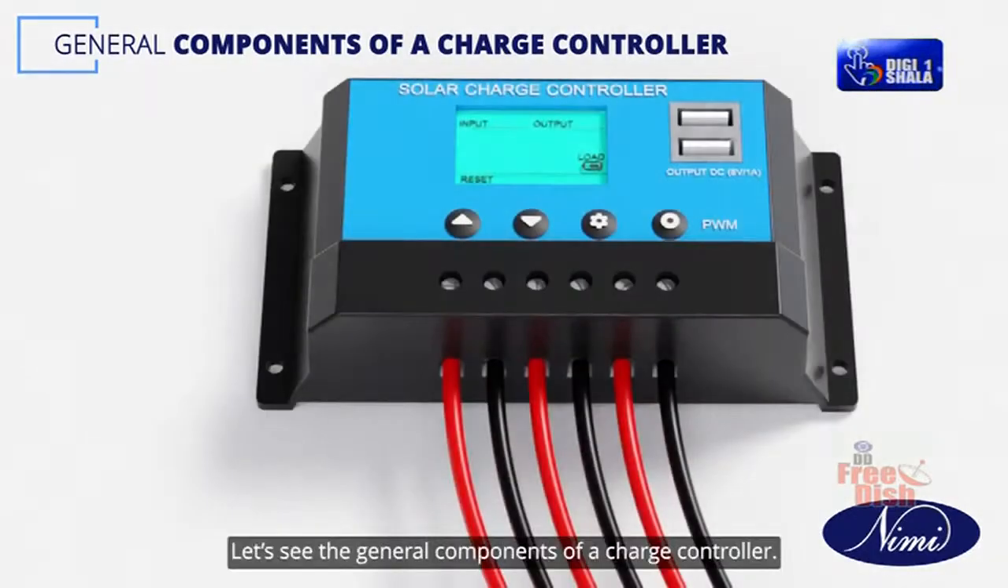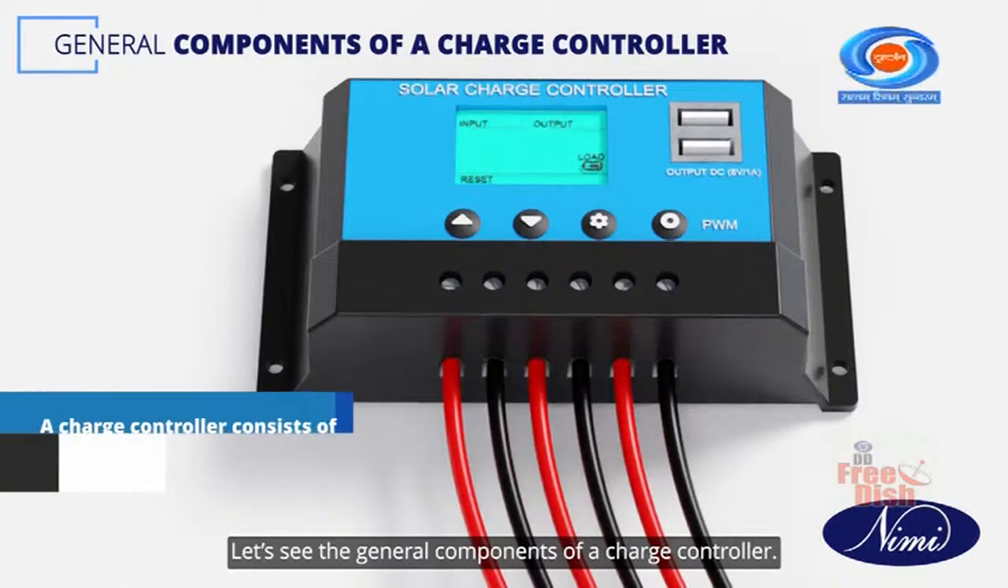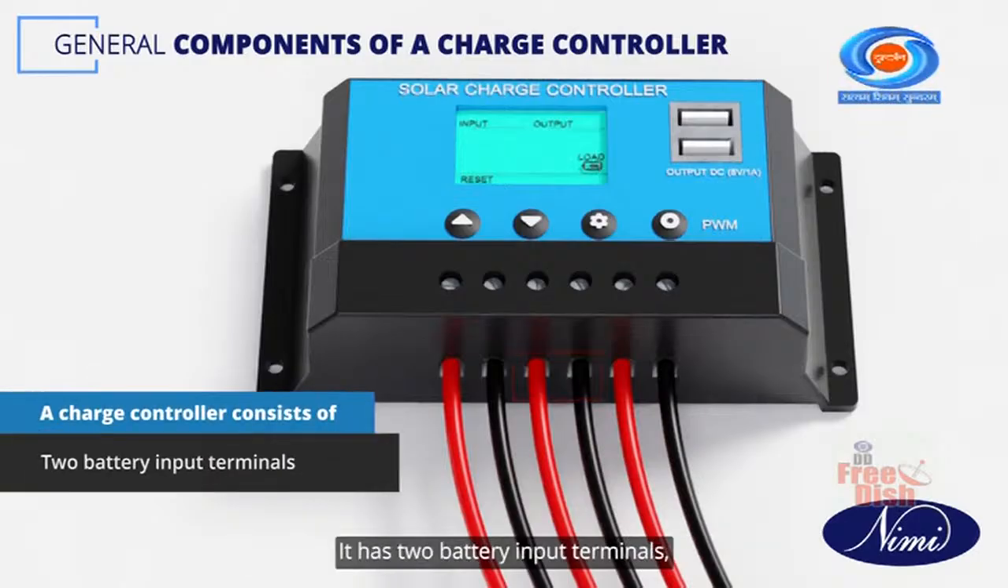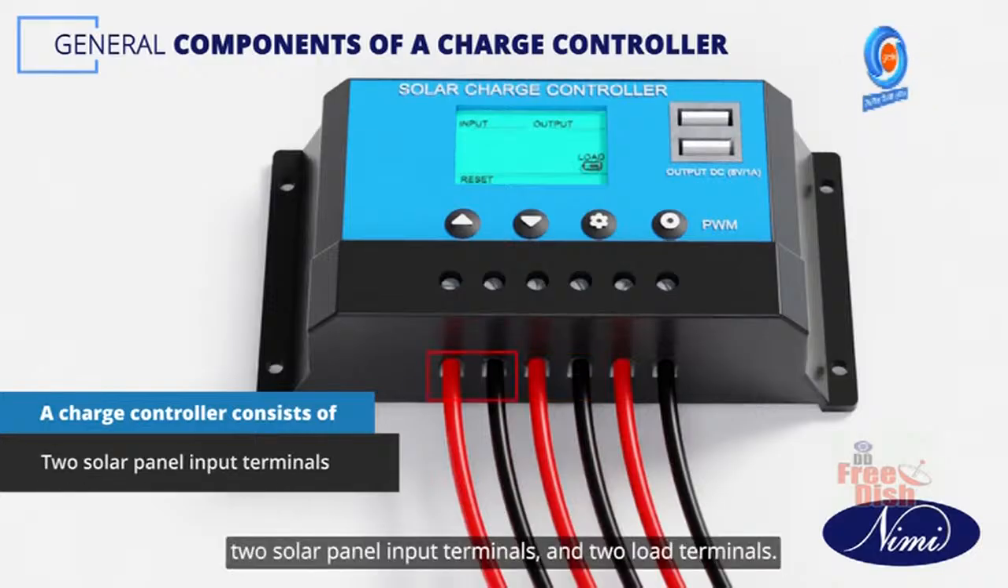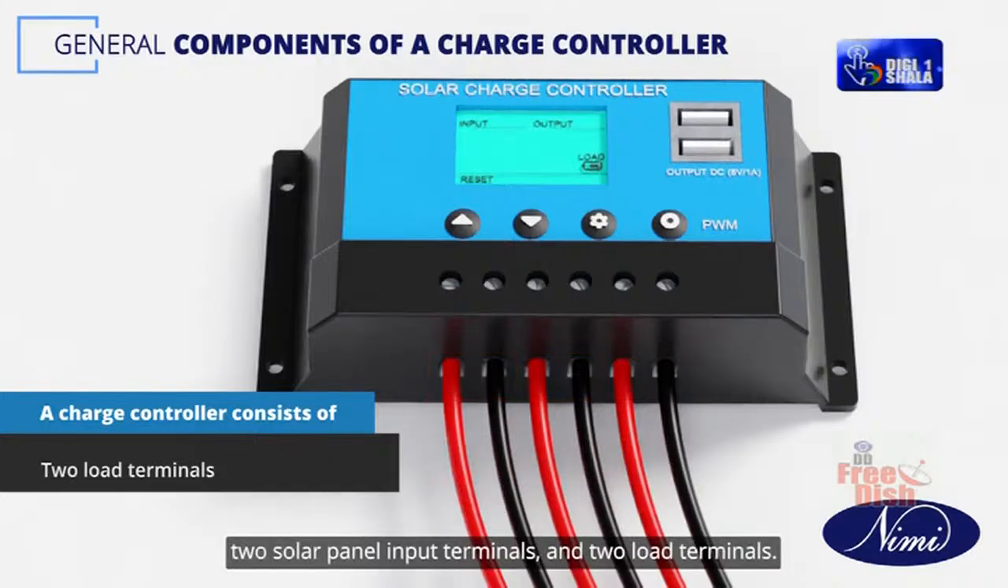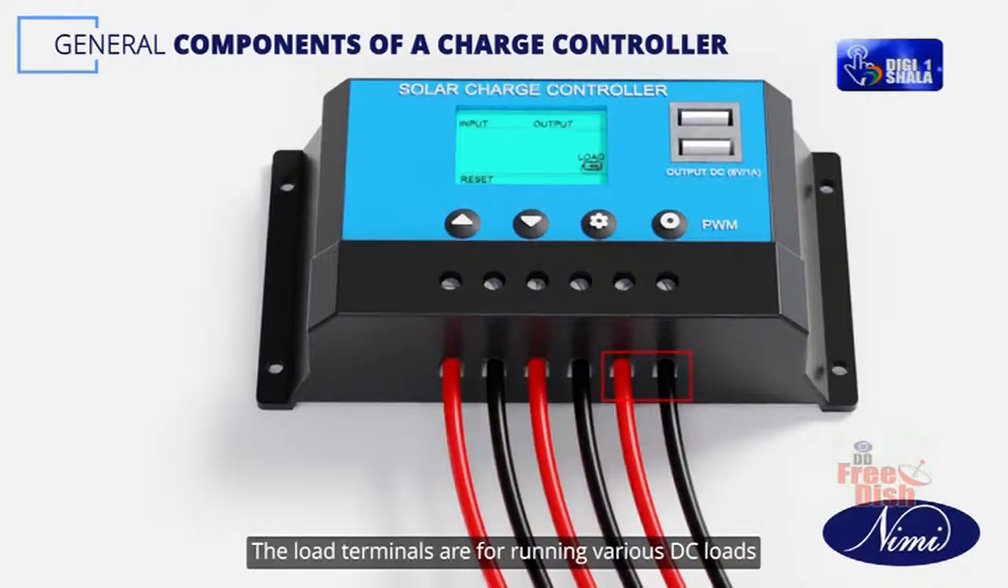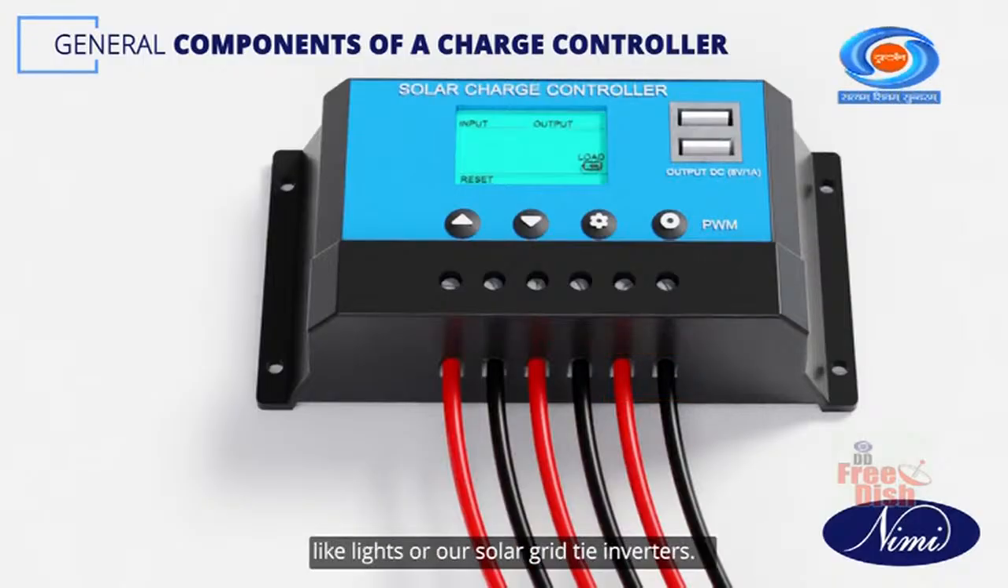Let's see the general components of a charge controller. It has two battery input terminals, two solar panel input terminals, and two load terminals. The load terminals are for running various DC loads like lights or our solar grid tie inverters.